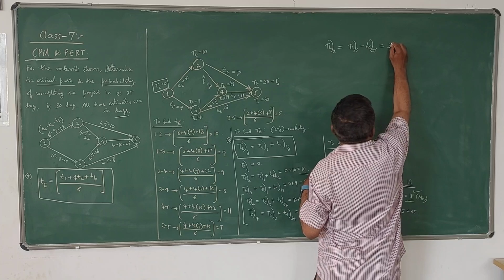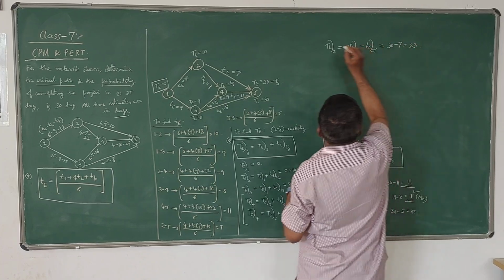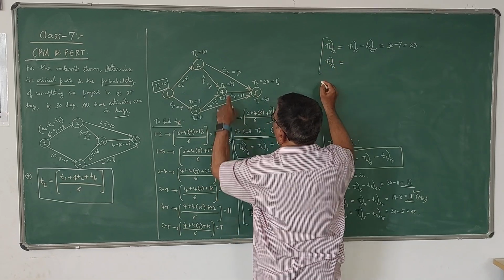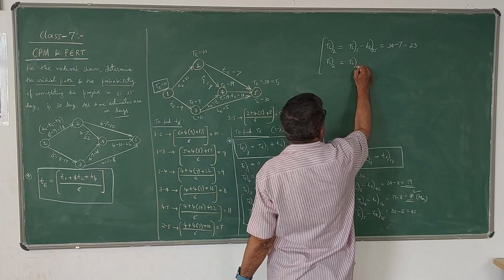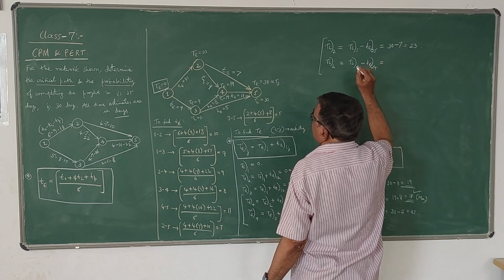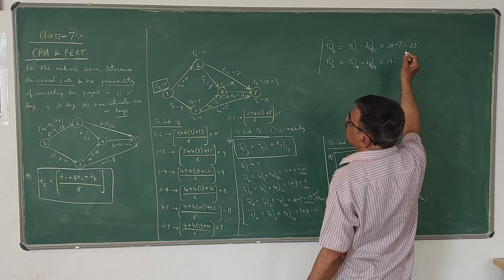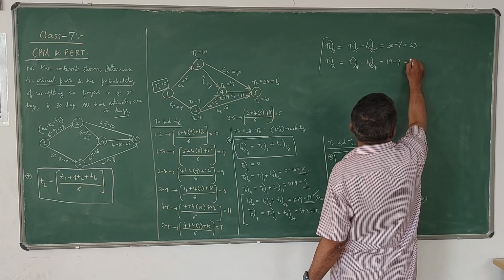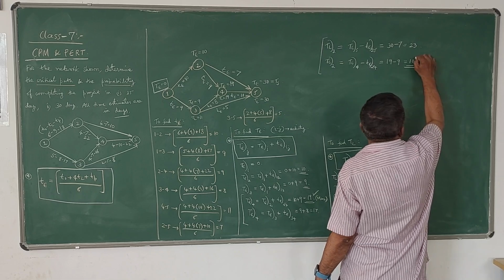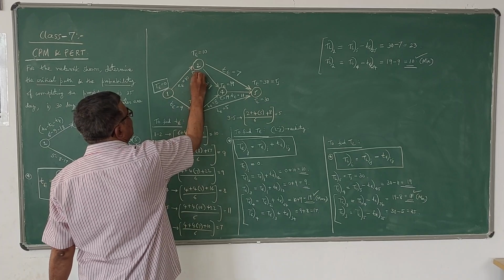TL5 is 30, TE of 2 5 is 7, so 23. Another value is TL of 2 is equal to, I have to take 4 now, TL4 minus TE of 2 4. TL4 is 19 minus TE 2 4 is 9. So it becomes 10. So this value is the minimum value. Therefore 10 is the answer for TL2. So here TL is 10.